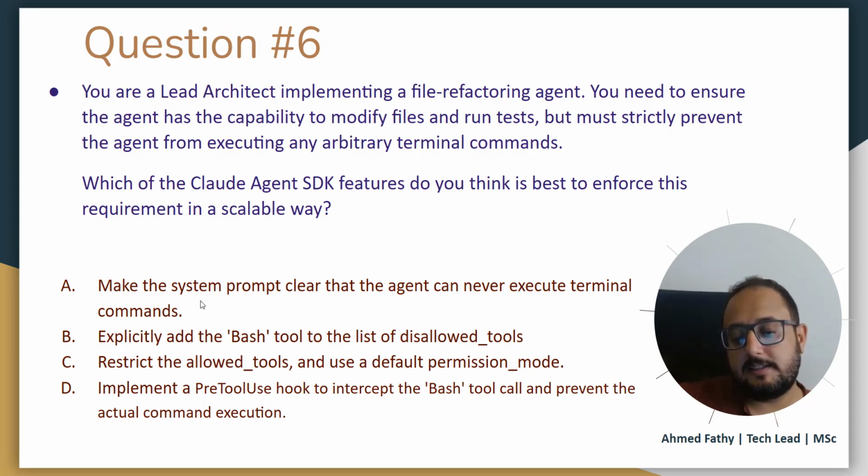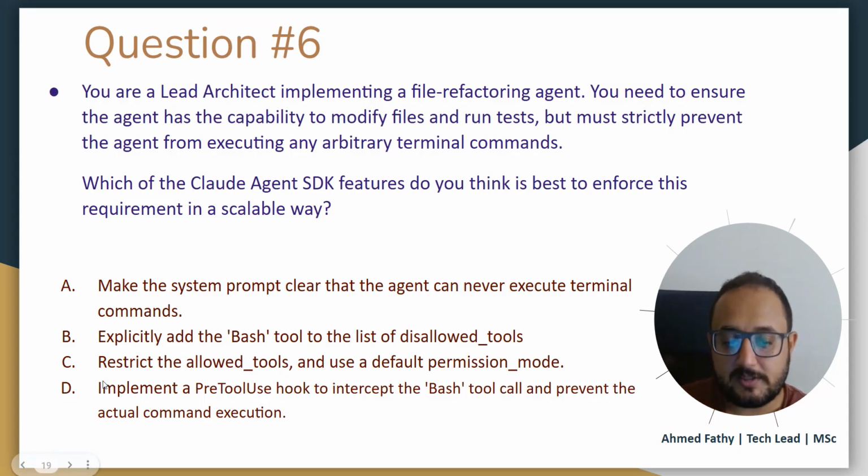So first, A: make the system prompt clear that the agent can never execute terminal commands. This is a poor choice because the system prompt is still, at the end of the day, probabilistic. The model can follow it or not follow it. You can't be 100% sure. You need to be 100% sure, right? B: you can explicitly add the bash tool to the list of disallowed tools. So this is definitely one option. It could have been a viable option if other options are bad.